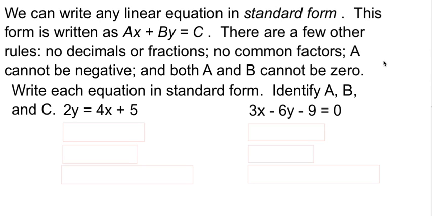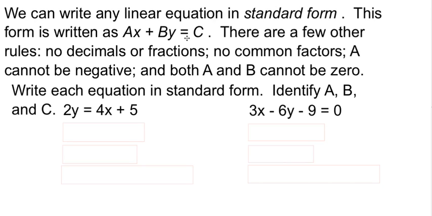You're not allowed to have common factors, so reduce if you can. Your a term, your leading term, can't be negative. You have to start an equation with a positive term. And then finally, you can't have both a and b equal to 0, because if a is equal to 0 and b is also equal to 0, then you don't have anything over here. You have 0 total, so that can't happen.